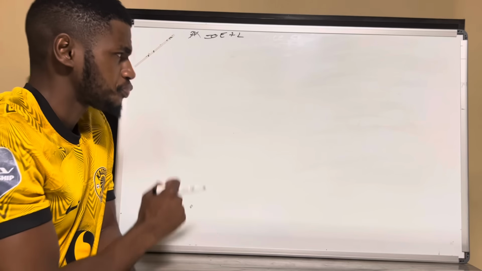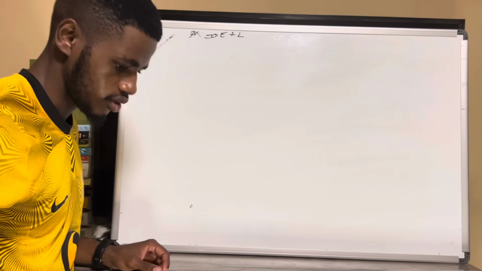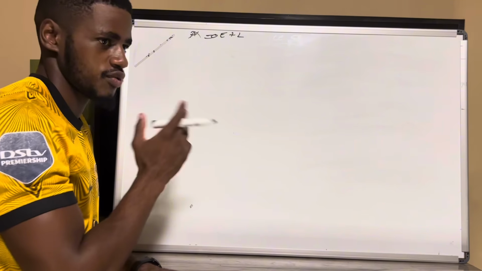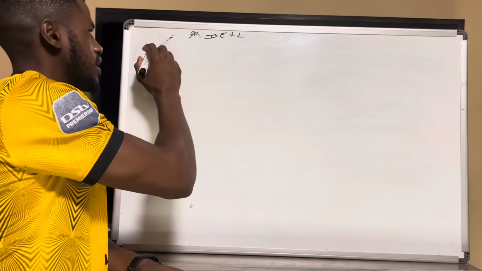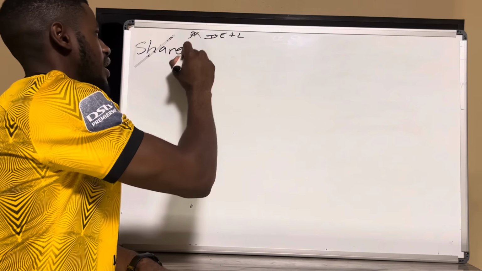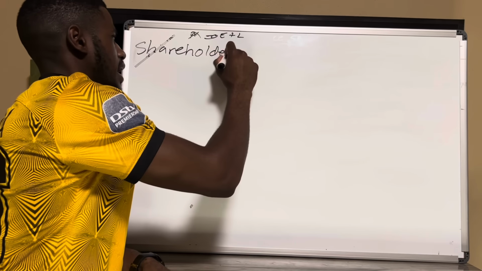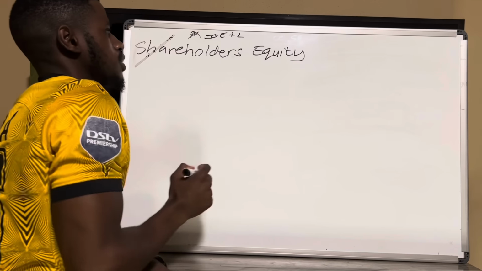But for now, let us focus on the grade 12 as well. But even if you are doing grade 11, you should be sticking here because most of the things are the same. Grade 11, we are doing companies and the owners are called shareholders. So we will be having shareholders equity. That is our owners equity.